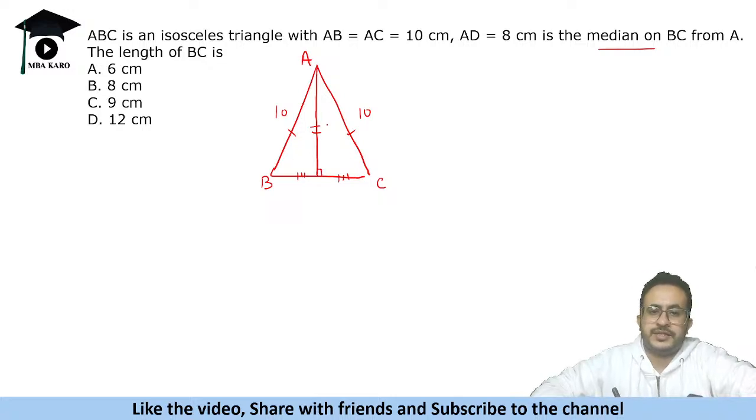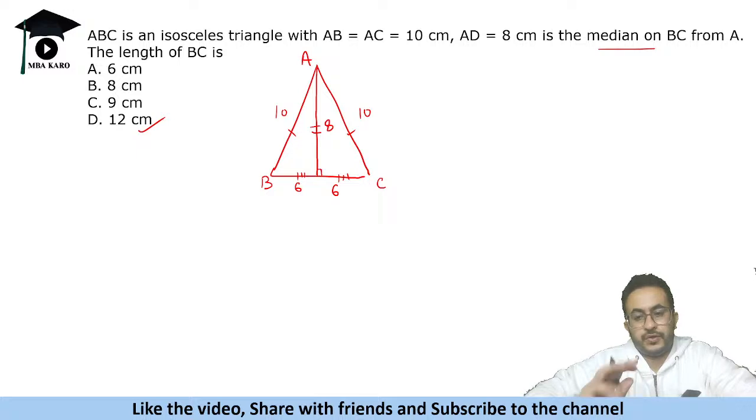Right. So this is 10, this is 8, so this will turn out to be 6. And since this is the midpoint, this is also 6. So 6 plus 6, 12 centimeter. Always remember in an isosceles triangle, the median is perpendicular. So BC is 12 centimeter.